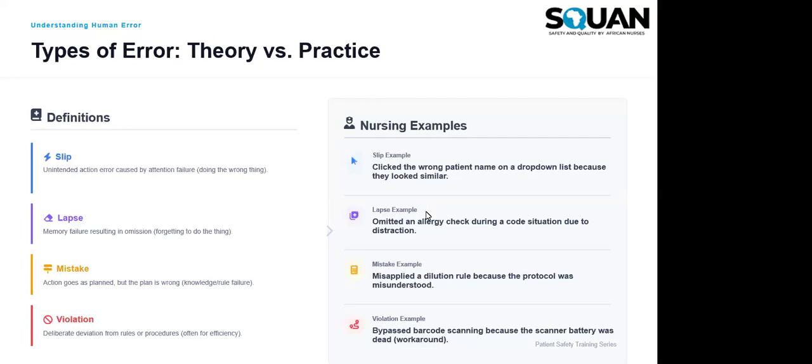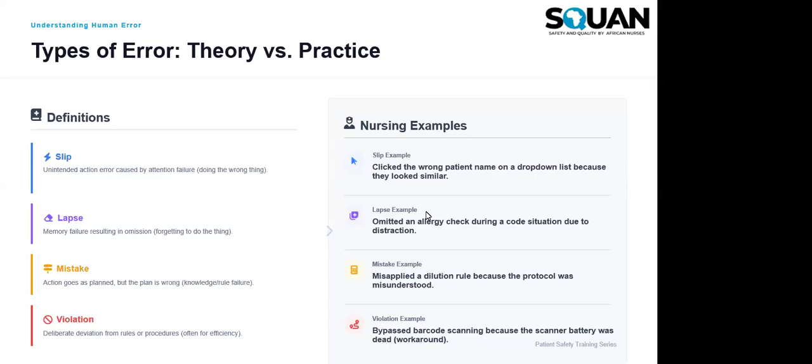So we need to remember that as humans, as nurses, we are human. As I mentioned, we're going to talk about the different types of errors. I already explained what a slip is, which is a classical example that we gave earlier. A slip is an unintended action error caused by attention failure, right? Doing the wrong thing. Like this nurse wanted to give ceftriaxone 1 gram. The plan was correct, but the execution was wrong, right? Another example written here is clicking the wrong patient name in a drop-down list because they looked similar, right? Or like we said, picking the wrong medicine from the shelf because they look similar.